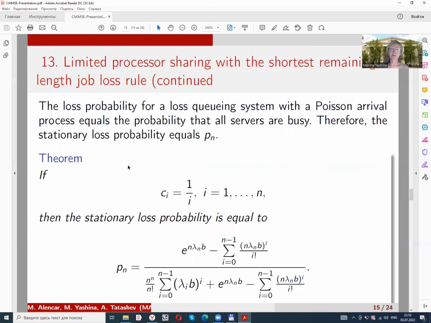The loss probability for a loss queueing system with a Poisson arrival process equals the probability that all servers are busy. Therefore, the stationary loss probability equals p_n. The following theorem: we can evaluate the stationary loss probability by this formula.